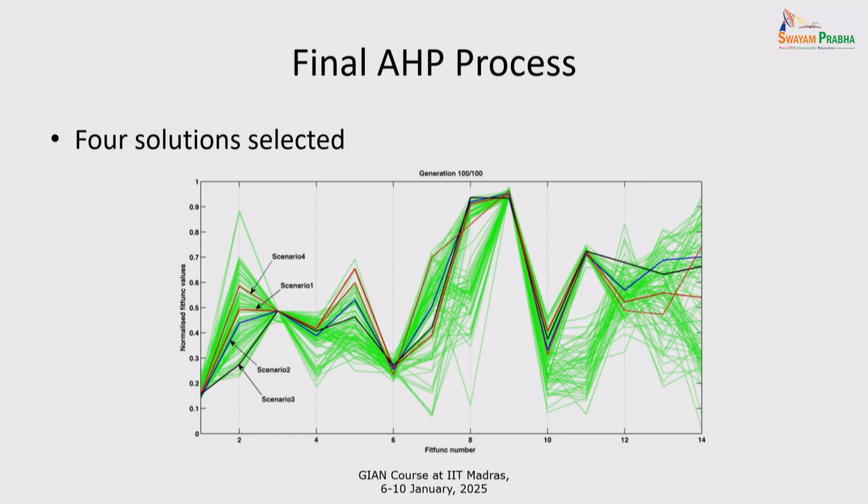So we said, okay, we have to do AHP, because now we have 4 solutions and 14 objectives, fine, but we can run AHP and then we can find a solution, and then they cannot say anything.